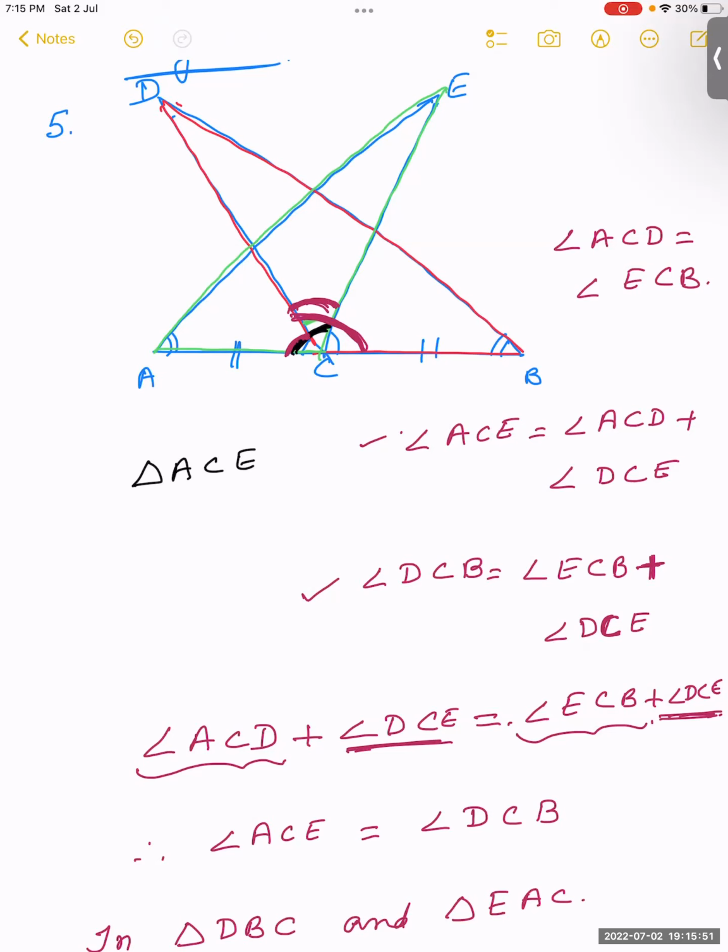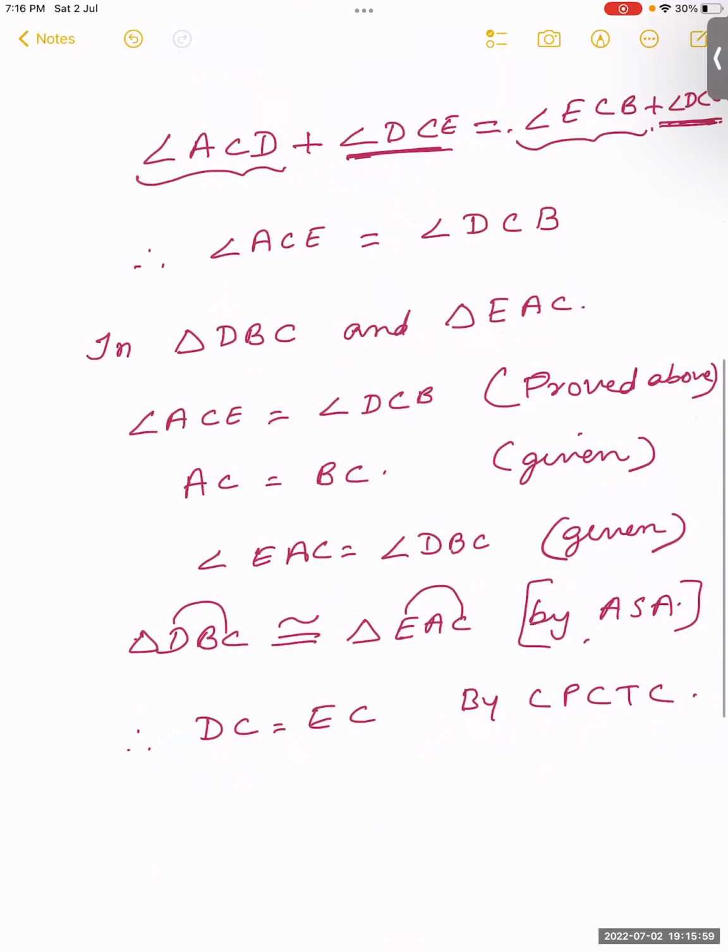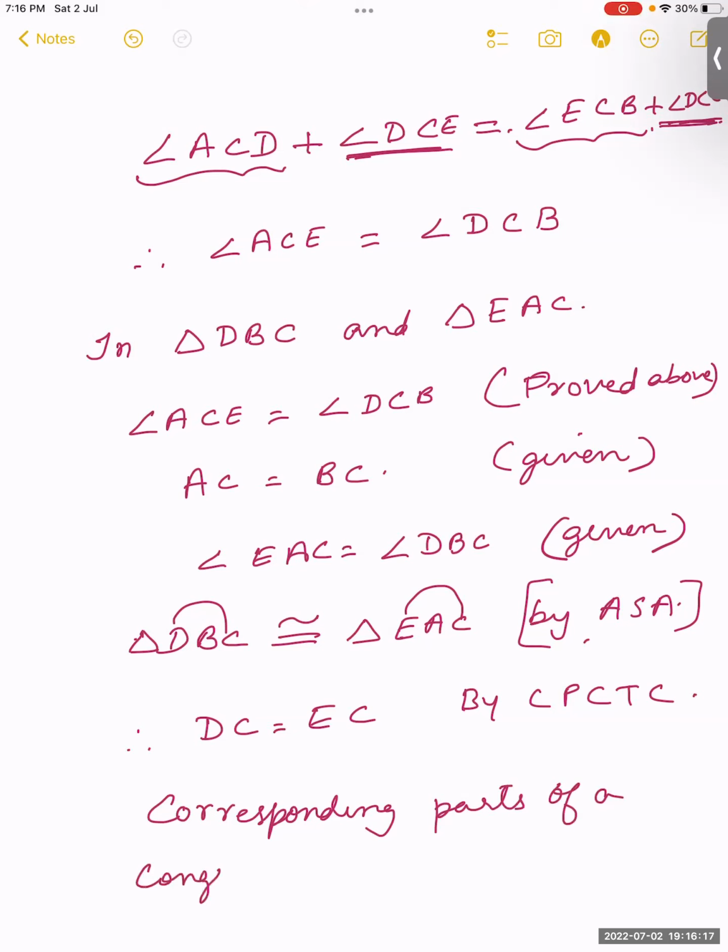Explain what is CPCTC. I didn't understand that. Which one did you not understand, Jia? The CPCTC. What is CPCTC? Okay, corresponding parts of congruent triangles are congruent. This is the full form of CPCTC.